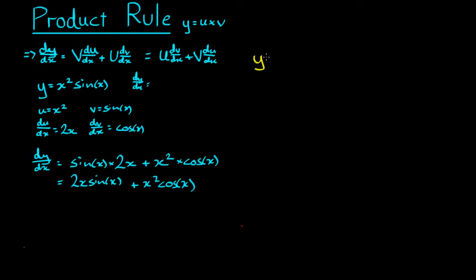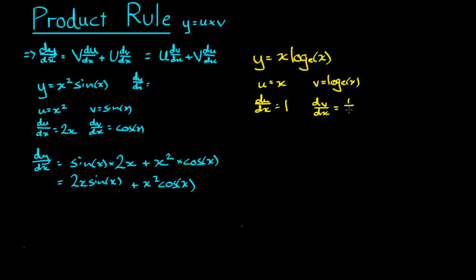It's y is equal to x log e x. So the first thing we've got to get it into is this form here, and it's easy to see that this is going to be u and this term is going to be v. So we say u is equal to x and v is equal to log e x. du/dx is equal to 1. dv/dx, well, the derivative of log e x is 1 on x. And then we're all equipped to find dy/dx.